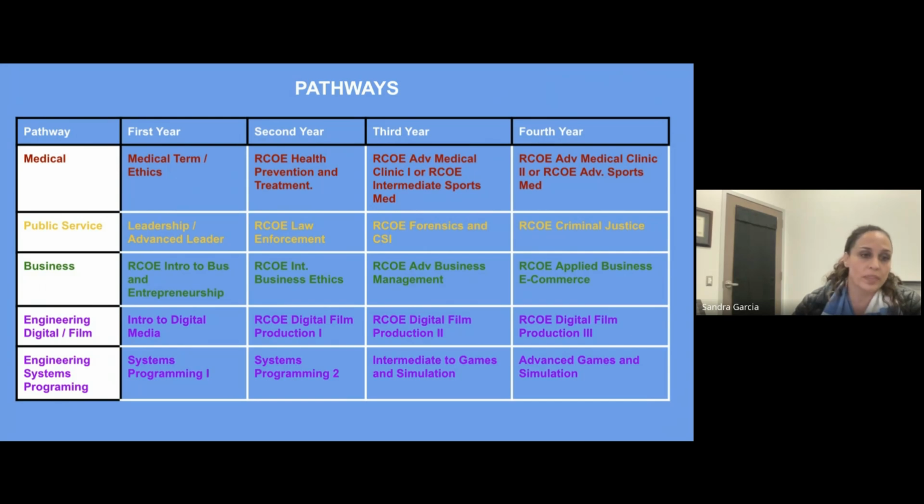So the pathways that we have are medical, public service, business, engineering with the focus on digital film, and engineering with a focus on systems programming, which is coding.